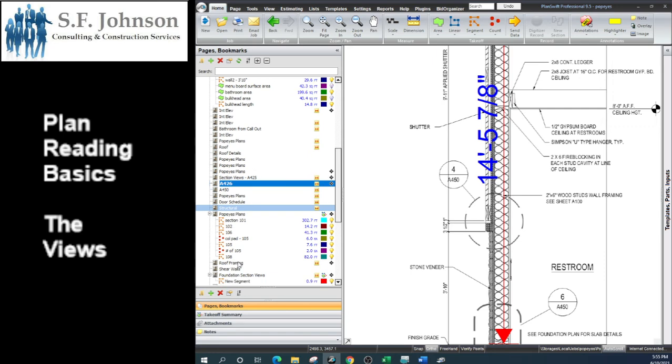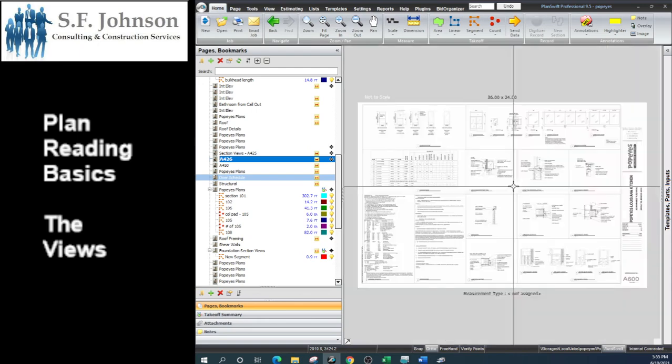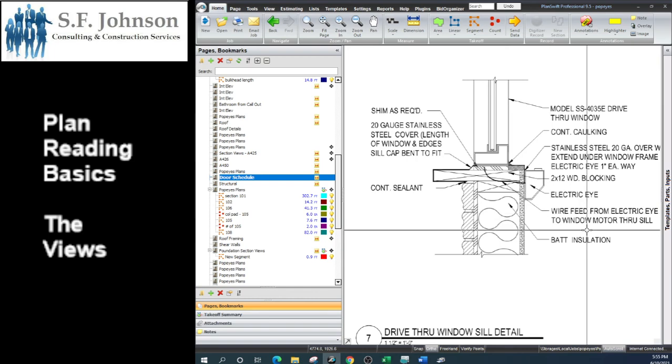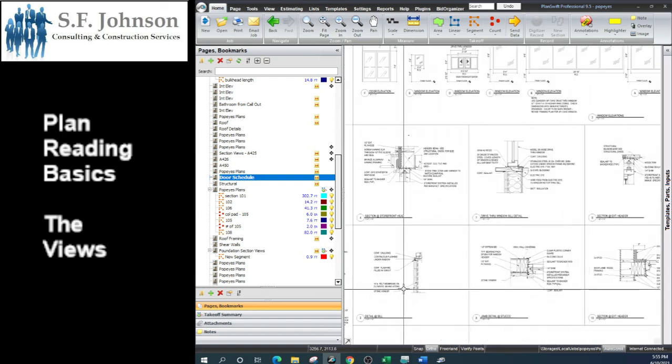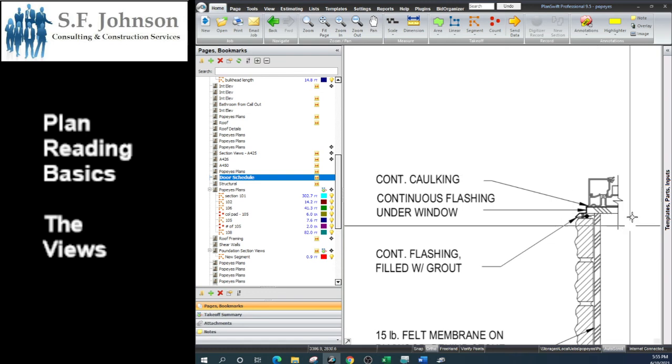And then the last of the views, well, let's go to the detail view. Okay, so the detail view has all the things we didn't see in the circle. Okay, so you're going to always have a sheet of detail views pretty much in every set, right? Because there's always something. We've got to get down to the nitty gritty of the construction.